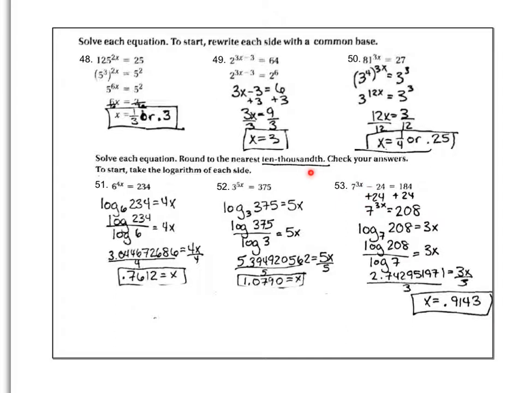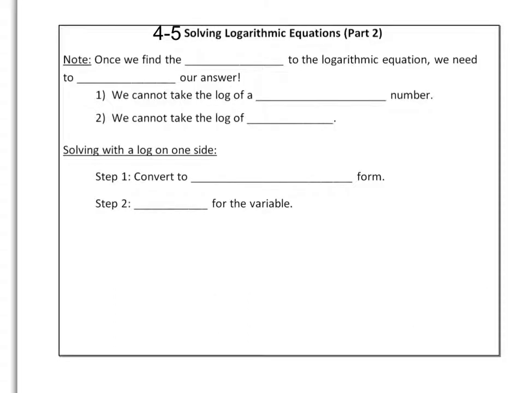And directions were to round it to the nearest 10 thousandths, which is what we did for a warm-up as well. So go ahead, check through the answers on here in the work. Talk it over with a classmate if you need to. And then we're going to be moving on to the second part to 4-5 today. Make sure you have the page of notes in front of you.